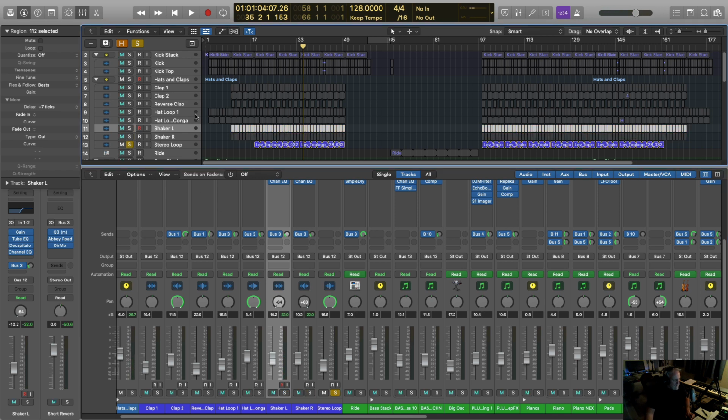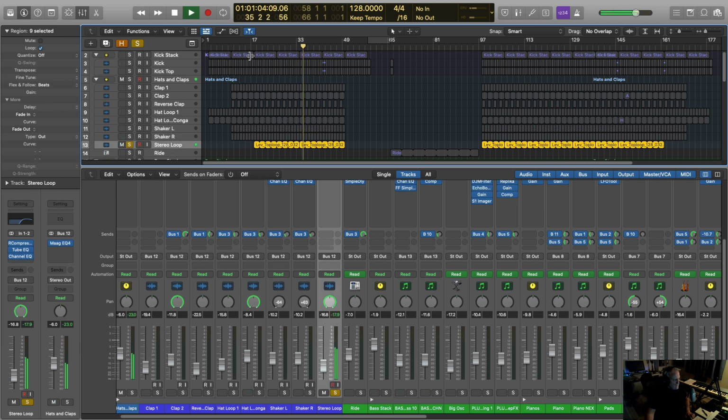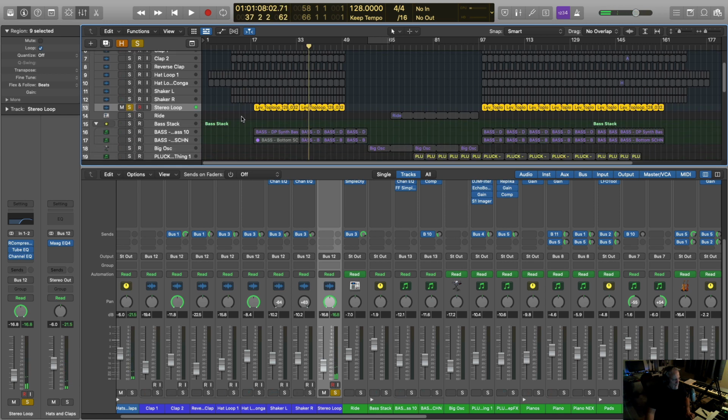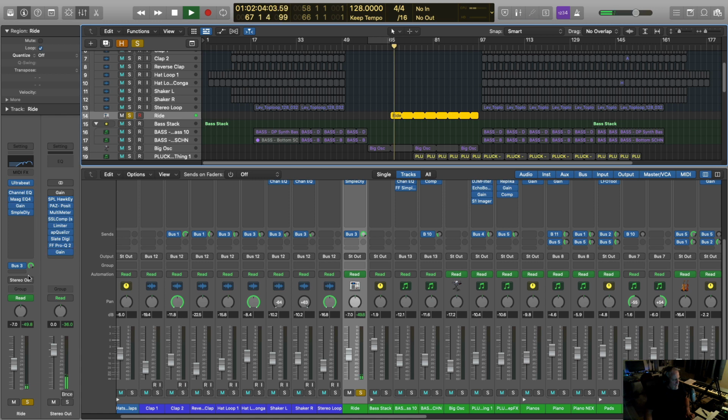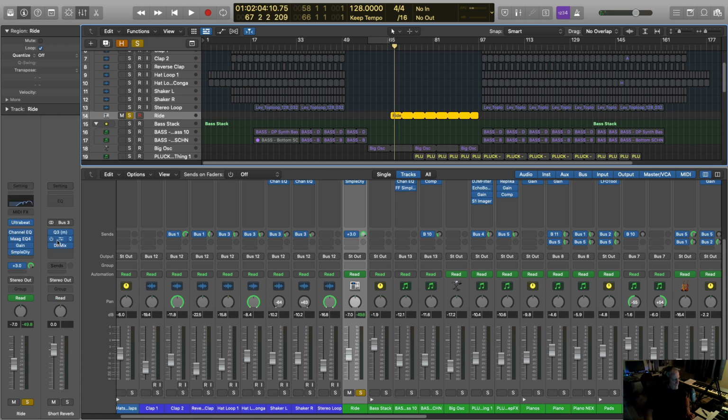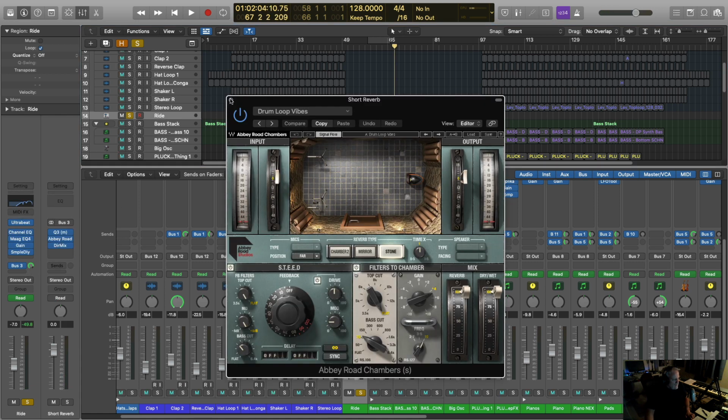All right, then we have this top loop here that came with stereo information in it already, and it's really wide, and it actually has a little reverb, sounds like to me. Sounds like it's in a little bit of a room. I like that. It's a nice sounding loop. And then I put a little ride in here also. And I have that sent to the Abbey Road chamber again.